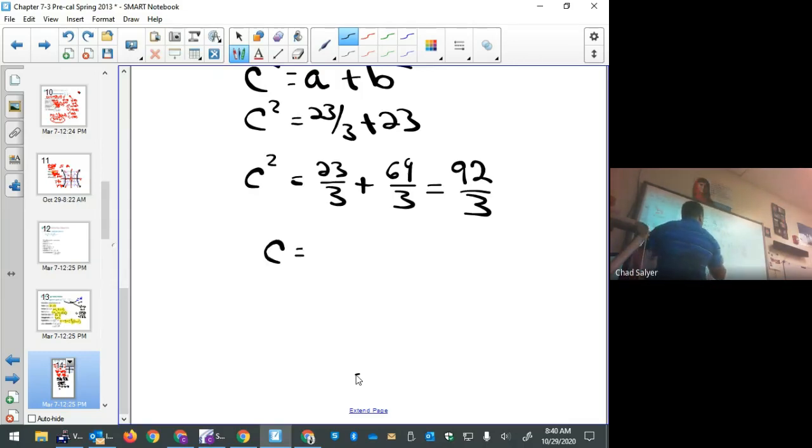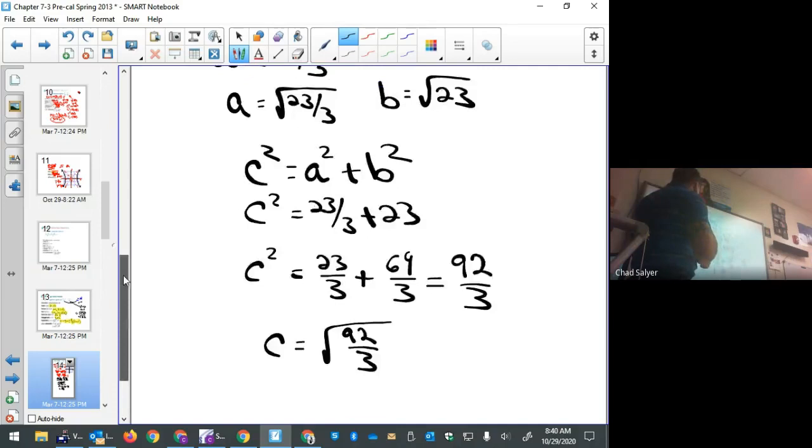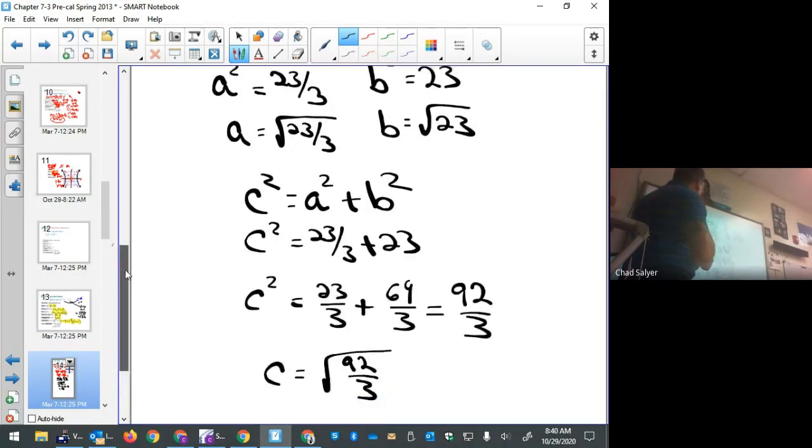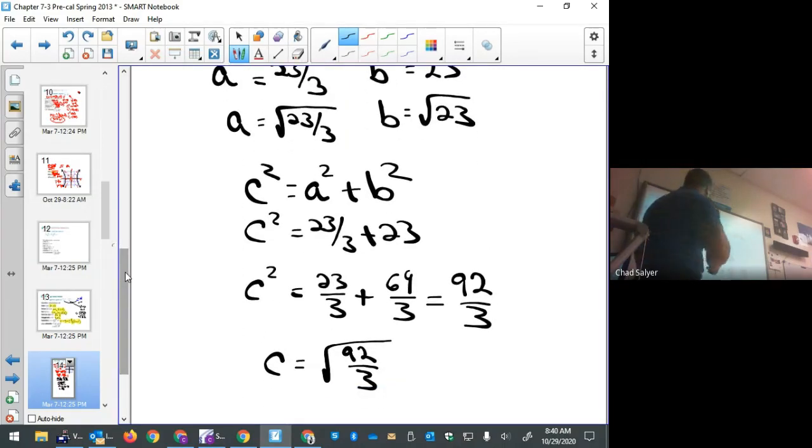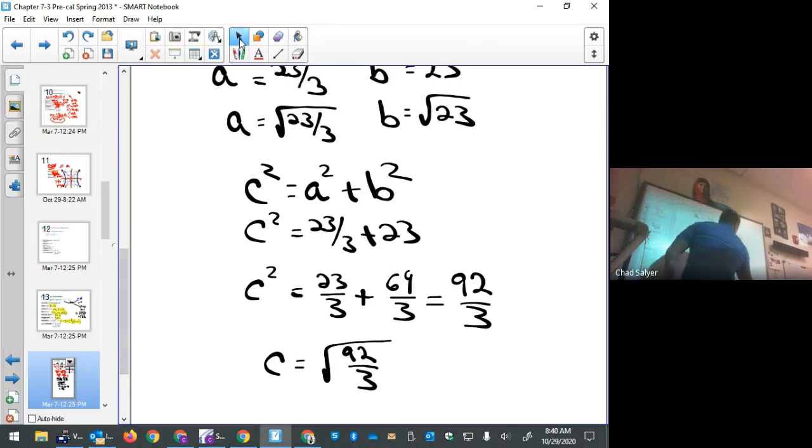So C is going to be the square root of 92 over 3. So we got some messy stuff here. And then we're going to plug in A, B, C to those formulas.